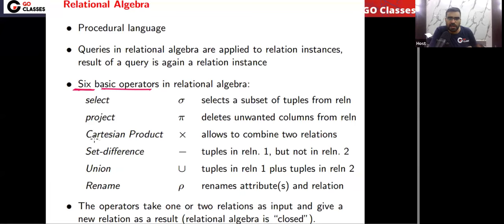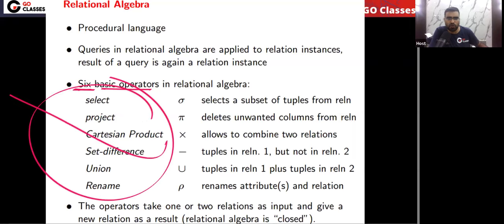Cartesian product: every tuple combined with every tuple. This is called cross product, or you can call it cross join. Set difference is a set operation, meaning all the tuples of the first table which are not in table 2. Union, where you take the union of the tables, and renaming, where we rename the attributes and the relation. So these are the 6 basic operations. We have already seen all of them and done the complete analysis of all of them.